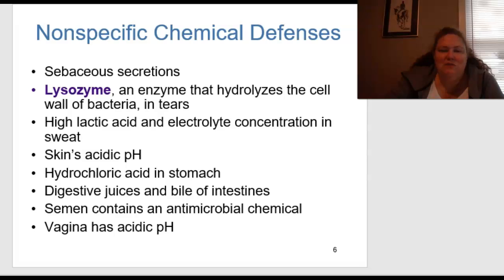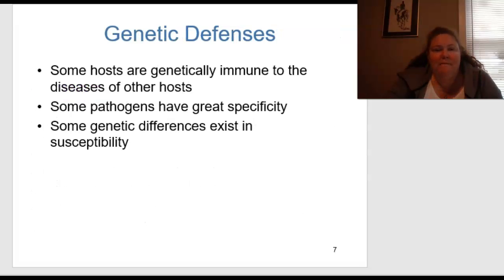You also have digestive juices and bile in the intestines, and semen also contains an antimicrobial chemical. And the vagina has an acidic pH, so that helps to keep everything at that homeostatic level so that we hopefully don't get any problems. But when we do, we can fight them off, okay?